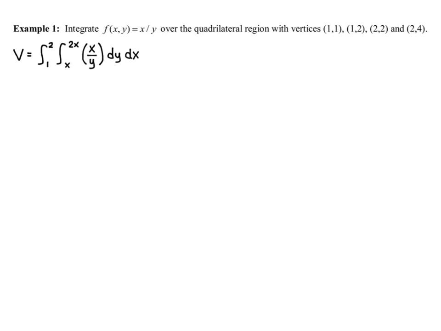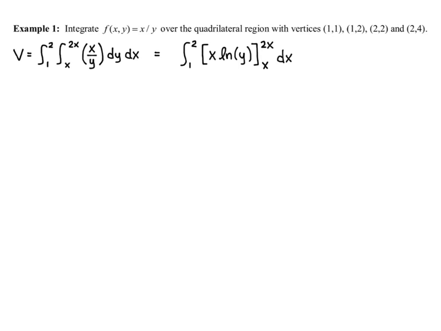We focus on the inner integral first with respect to y. Treating x as a constant times 1 over y, we get x times the natural log of y evaluated from y equals x to y equals 2x. We still need to write the outer integral, x going from 1 to 2, since we have not dealt with it yet.